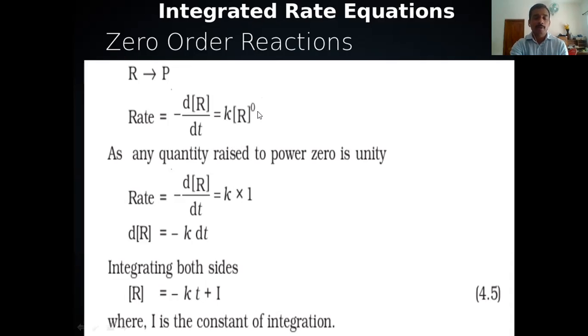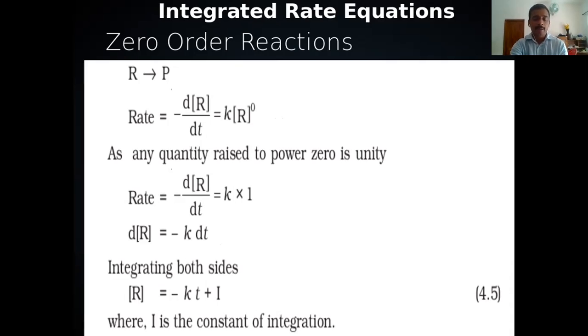But concentration R raised to 0, what is the meaning? 1. So d[R] is equal to K into dt, or d[R] by dt is equal to K. Already it has a negative sign, so d[R] is equal to minus K into dt. So here d[R] divided by [R] raised to 0, R raised to 0 is 1. It's equal to K into dt. Minus d[R] is equal to K into dt, or d[R] is equal to minus K dt.